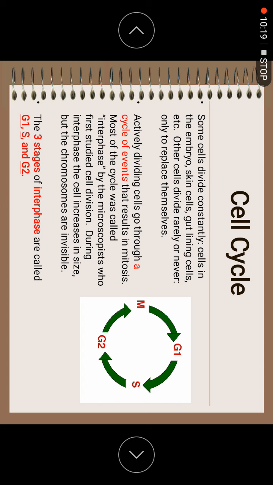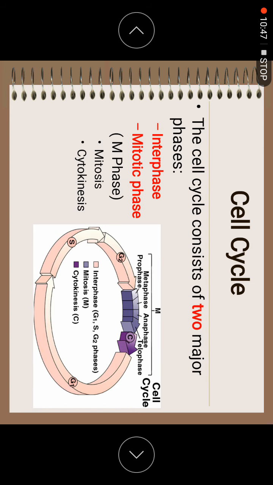Most of the time, the main part of the cell cycle is the interphase. The interphase is these three stages: G1, S, and G2. This is called the interphase. And then the second phase is the M phase, the mitotic phase. So G1, S, and G2 are the interphase, and then you have the mitotic phase. The cell cycle consists of two major phases, the interphase and the mitotic phase.